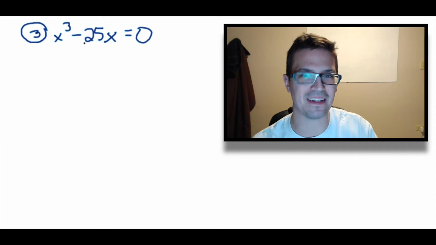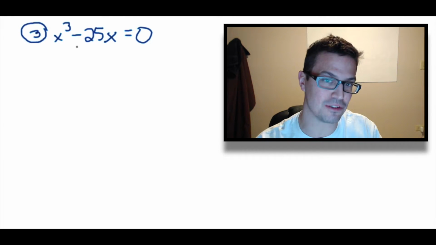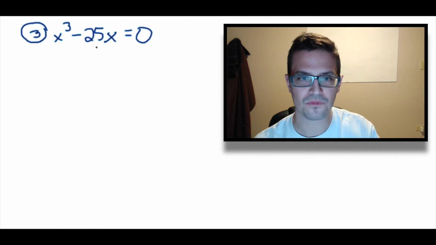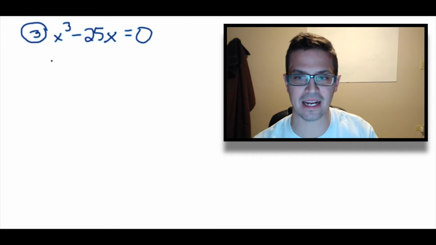Right now we have a difference rather than a product, and we need a product to use zero product property. So what I'm going to do is factor this out so that I get that product.